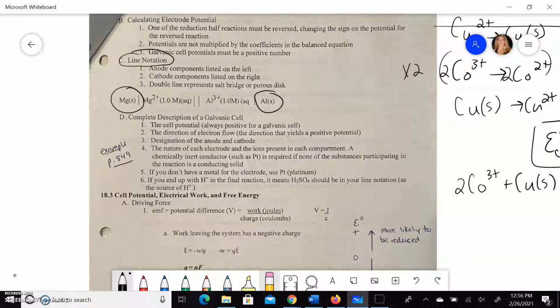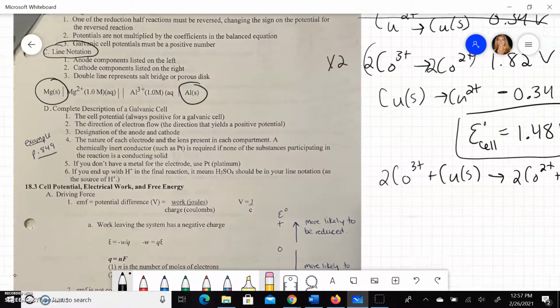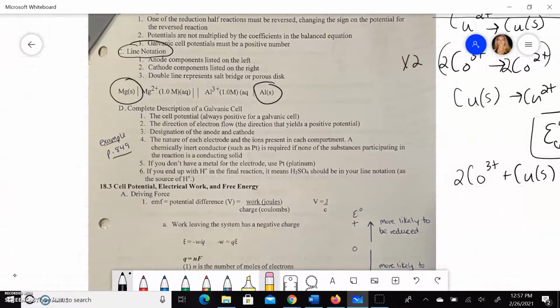and definitely look at this example on page 849. But these are the rules for a galvanic cell. The cell potential, and what I mean by that is this E cell over here that we calculated, has to be positive. The direction of the electron flow is going to be shown on your picture, so you want to make sure you can show the arrows to show which way the electrons are going. Make sure you can write the anode and the cathode. So anode is going to be on the oxidation side, cathode will be on the reduction side.